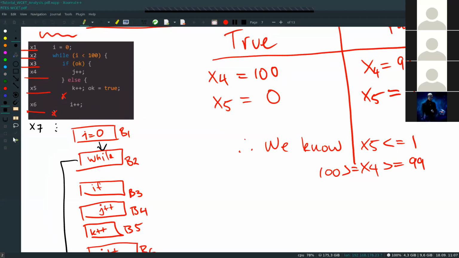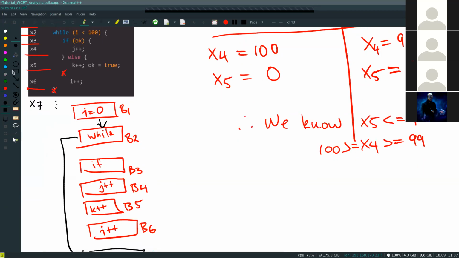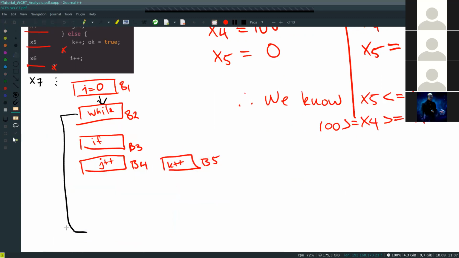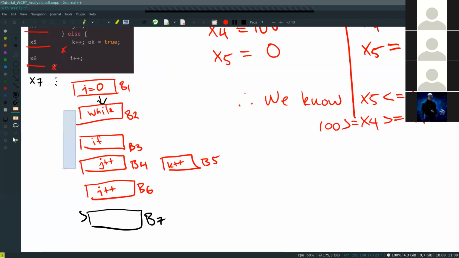So B4 should be on the same level, right? Yeah, they should be, yes. That's actually a good point. B4 and B5. And this we don't know, right?